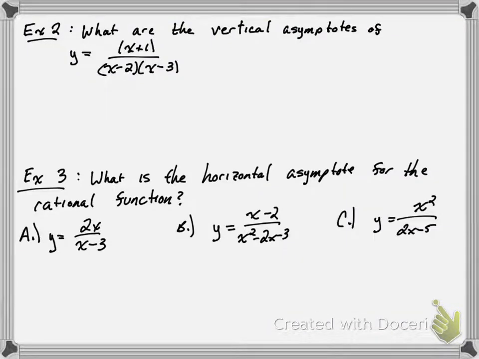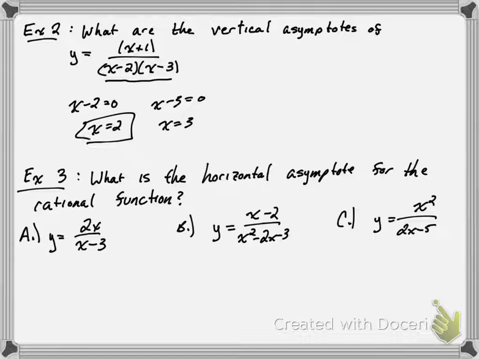So example 2, what are the vertical asymptotes of y equals x plus 1 over x minus 2 times x minus 3? Again, what this is dealing with is my points of discontinuity a little bit. So take your denominator, x minus 2 and x minus 3, set them equal to 0. Get x equals 2, x equals 3. Because they don't cancel out, they're points of discontinuity, because that's what your asymptotes are. So that right there are both your asymptotes. If you're drawing this graph, those would be your vertical lines that create those asymptotes.